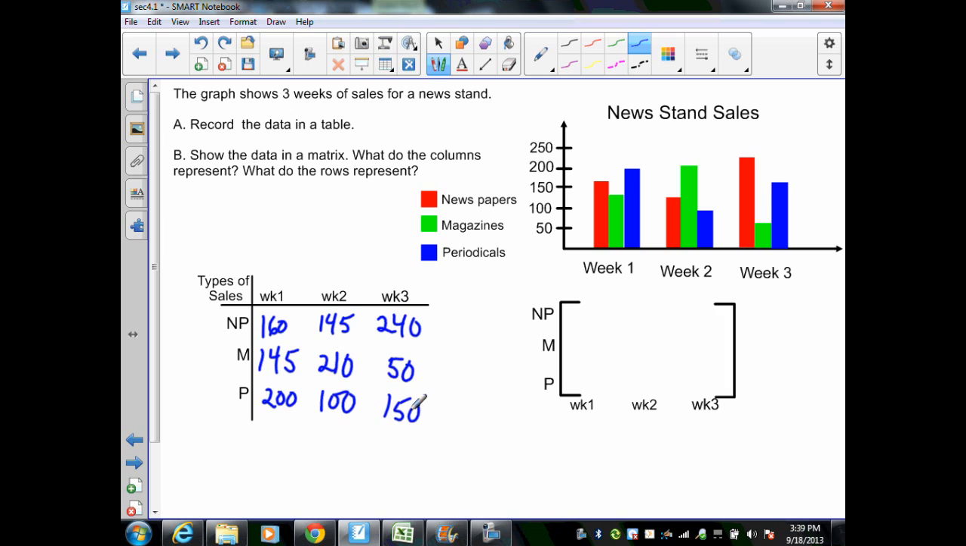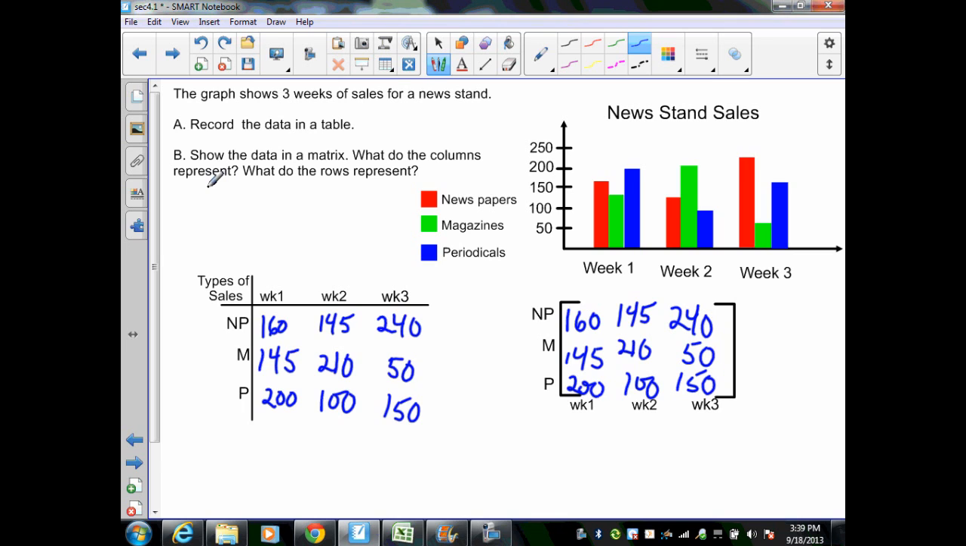Next, they want to show the data in a matrix. And we have it set up. My rows are going to be newspapers, magazines, and periodicals. And my columns are going to be the weeks. So I'm just going to transfer this into a matrix. 160, 145, 200, 145, 210, 100, 240, 50, and 150.